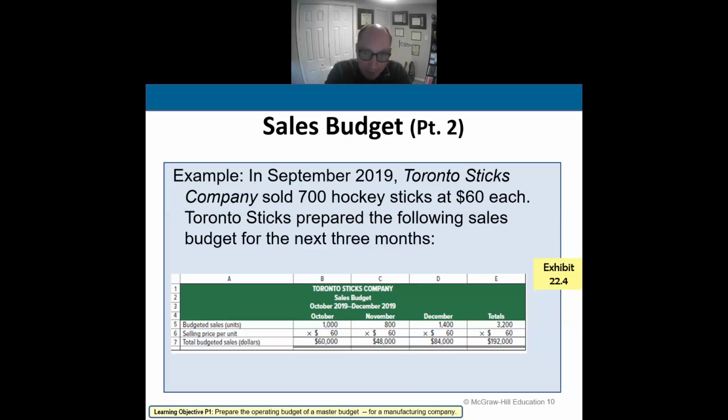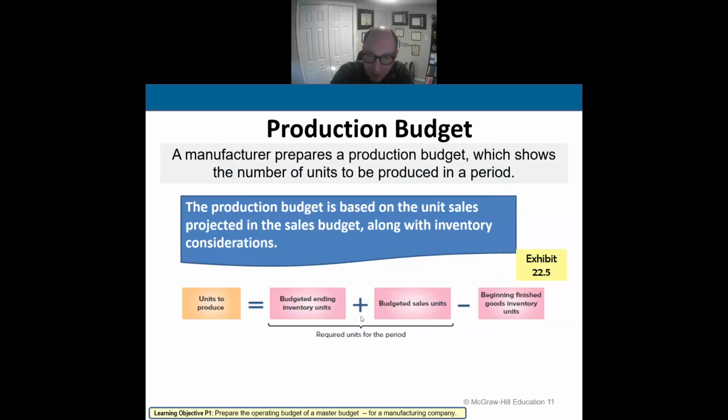In this example, this company makes hockey sticks, and they sell them for $60 a piece. The company expects to sell 1,000 units in October, 800 in November, and 1,400 in December. So we take the number of units times the sales price, $60, to get the total budgeted sales. We do that for each month. Very straightforward. The sales budget is probably one of the easier budgets. Don't worry, it gets more complex.